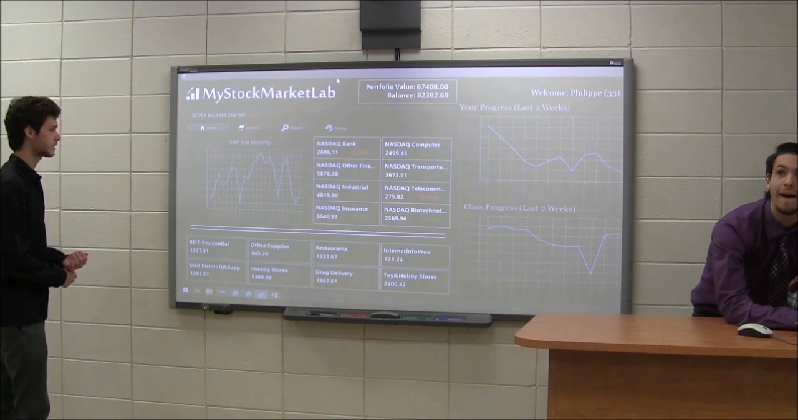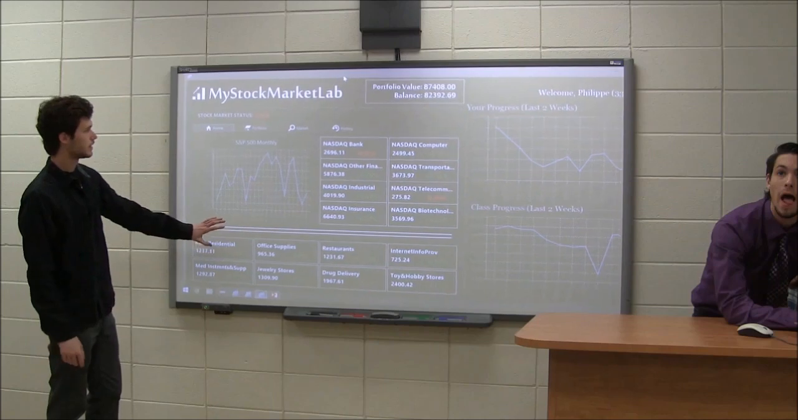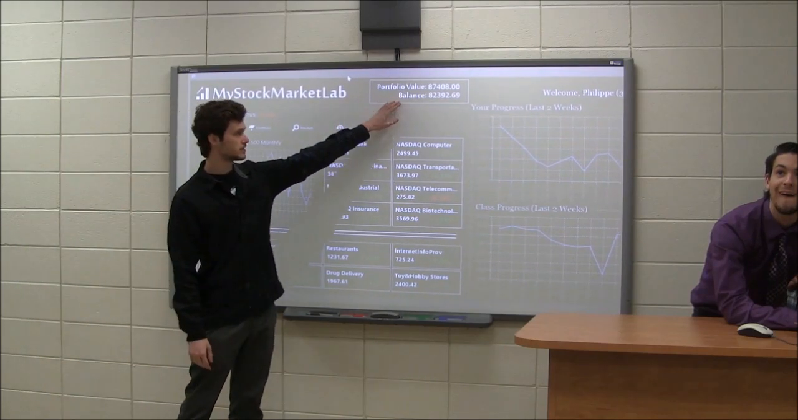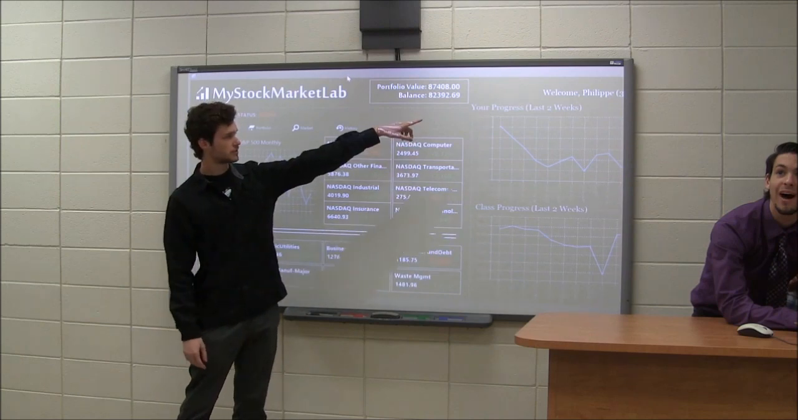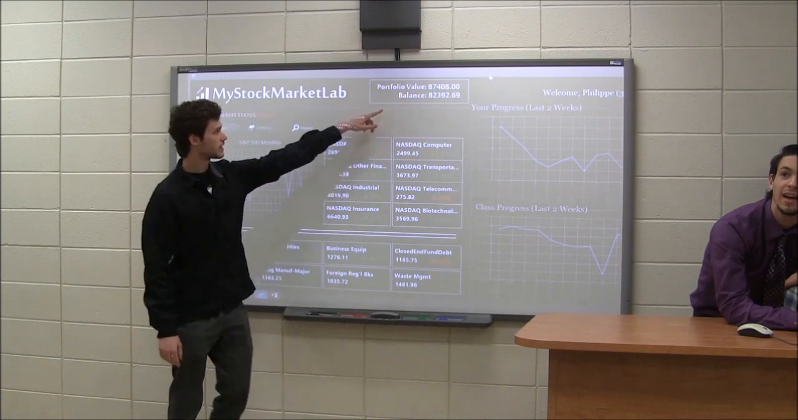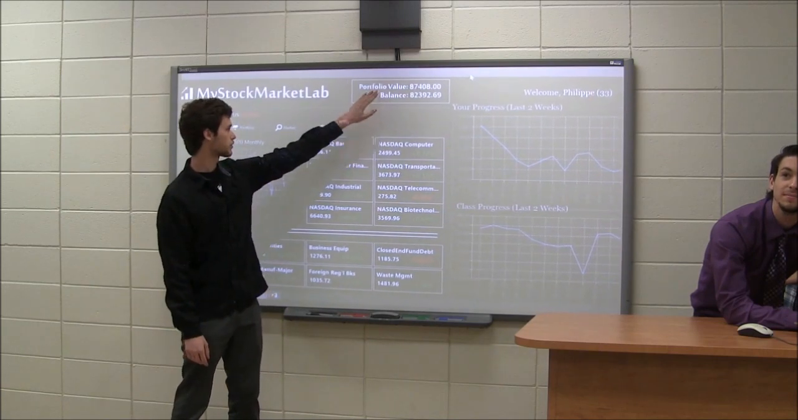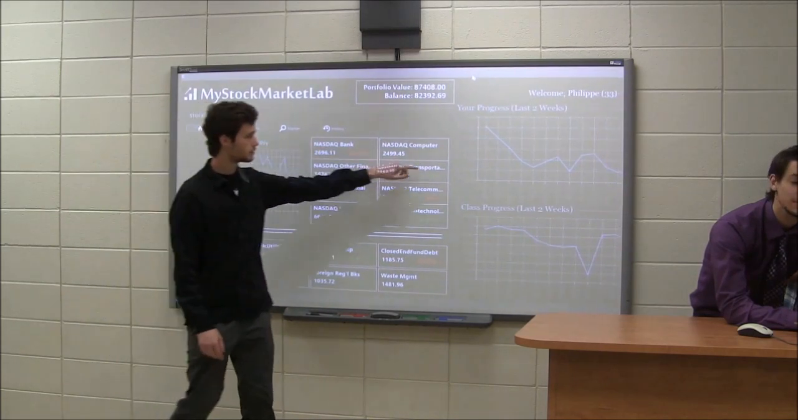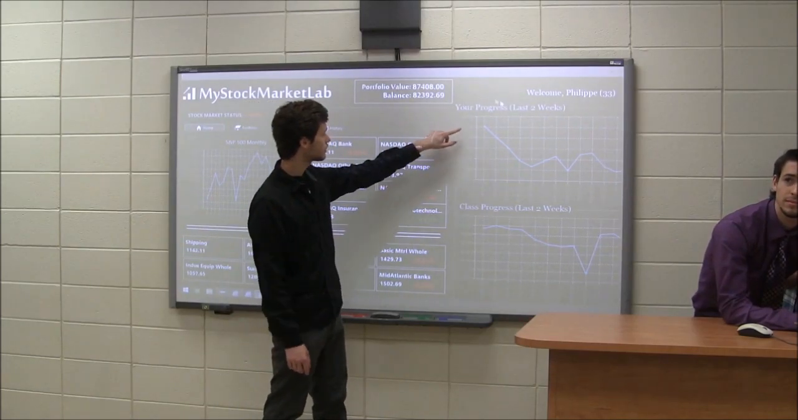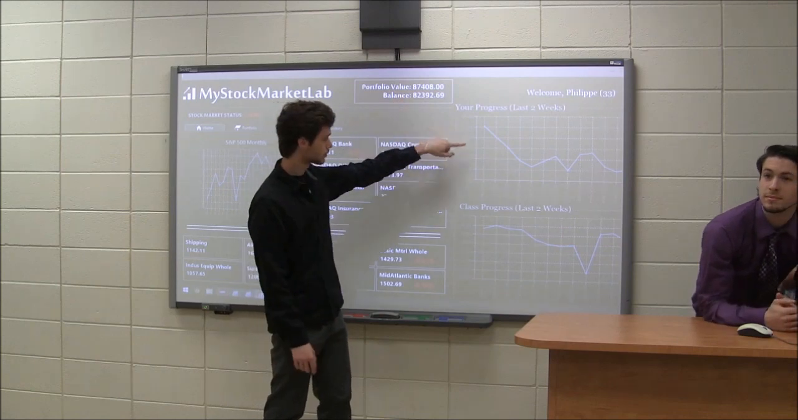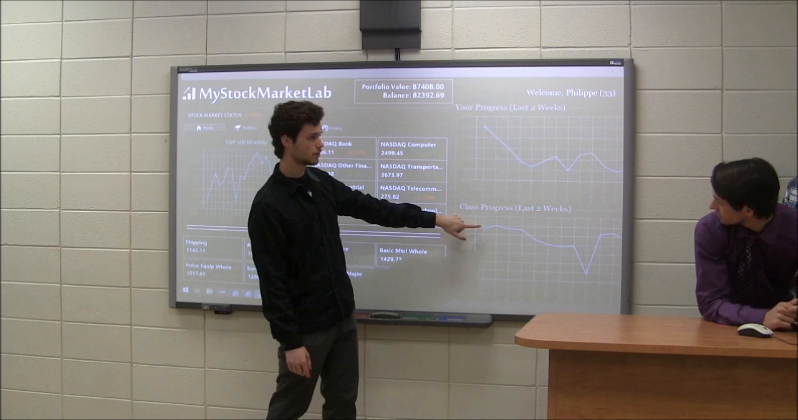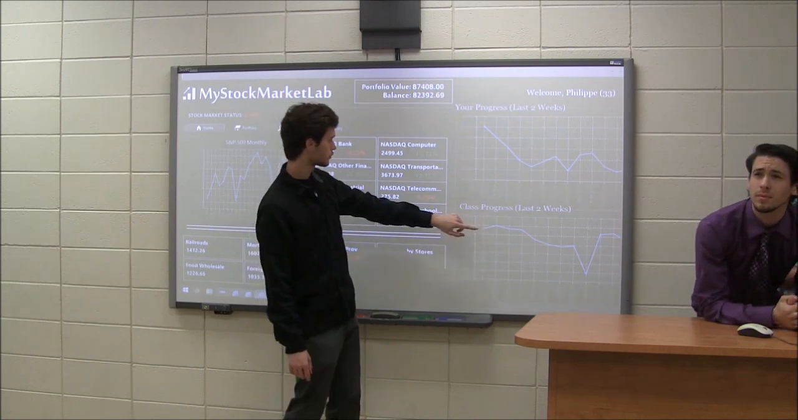So, I'll explain a bit of the GUI. It's pretty simple. Here we have our logo. You can see the balance. This is a student account. So we see Philip, and we see the student ID. So the balance is here, and the value of the portfolio, which I will explain later. We have a graph of your progress, a graph of your portfolio value over 2 weeks, and a graph of the portfolio value of the group for 2 weeks.